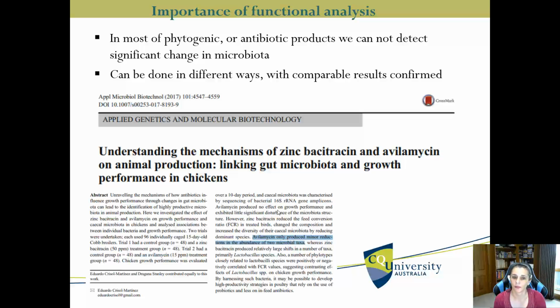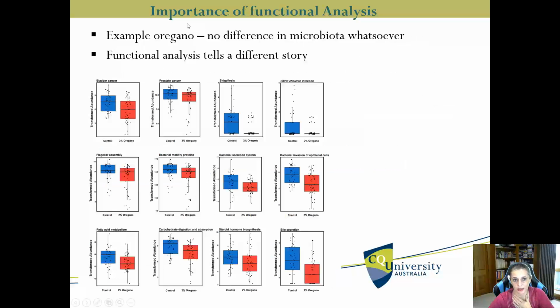In a similar way, phytogens work. We cannot pick that up by looking into taxonomy. Taxonomy varies, but overall not much. But when you look at function, you can see this function is completely knocked out. Massive differences in function. Let me give you one example, and this is an example of oregano. Oregano given to chickens for 6 weeks, 2%, relatively high concentration, really good quality, top quality oregano, full of carvacrol and polyphenols. So we look into microbiota, nothing.